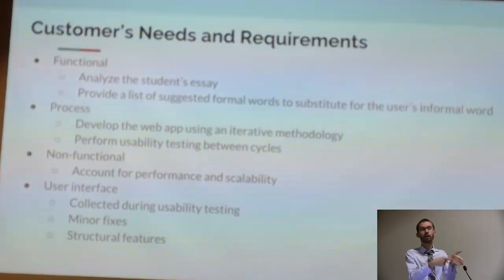The second category was process. And in this, we did a lot of usability testing with students who were freshmen involved in a freshman English class. We'll talk about that a little bit more later. Our third category were the non-functional requirements, which focused on scalability as well as performance. Our fourth category had the most requirements. We had to work with the user interface. And we developed these requirements through 3 cycles of usability testing, and that's how we got these requirements.